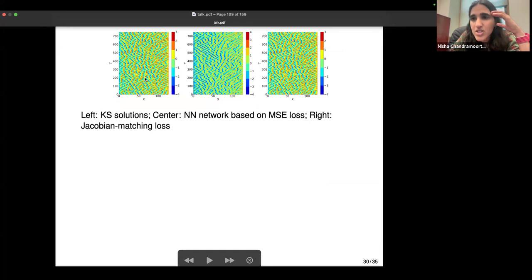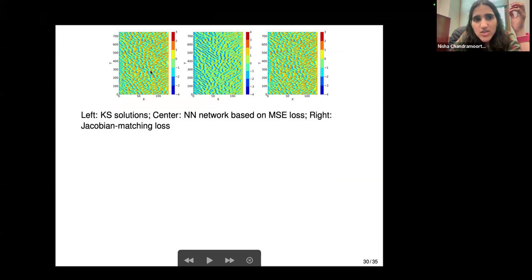Here is a KS equation, which is supposed to be a prototype for turbulence. And here are the solutions of the KS equation shown over X and time. The original one, the mean square error one, diverges somewhat unnaturally from this because the Lyapunov exponents are not matching. And here is a solution from the Jacobian loss trained model.